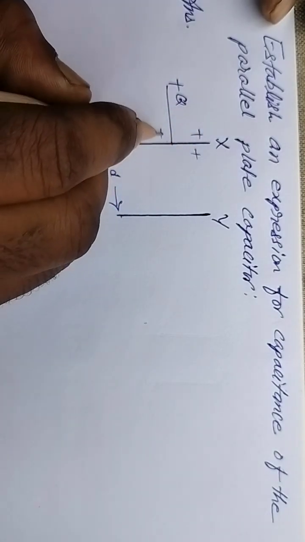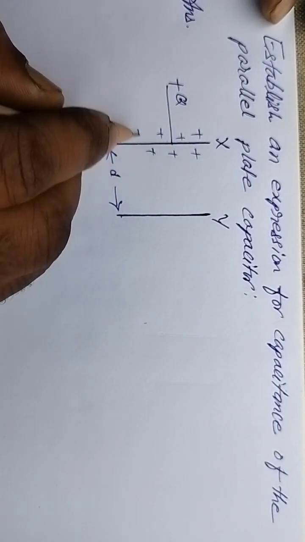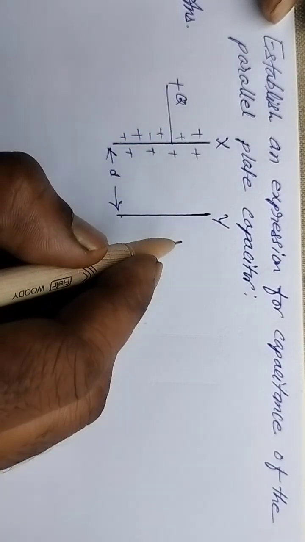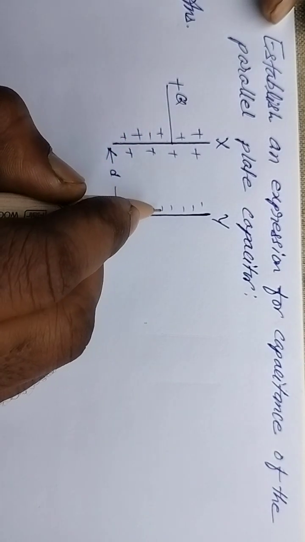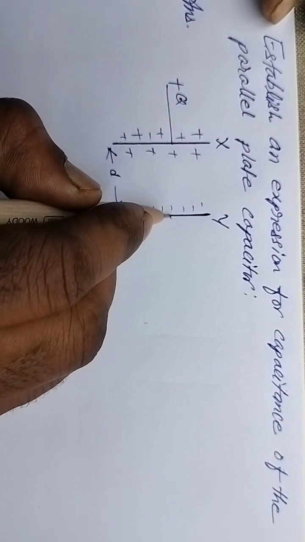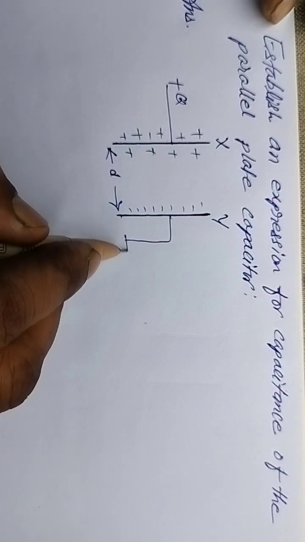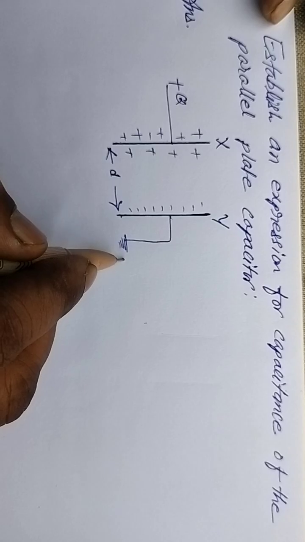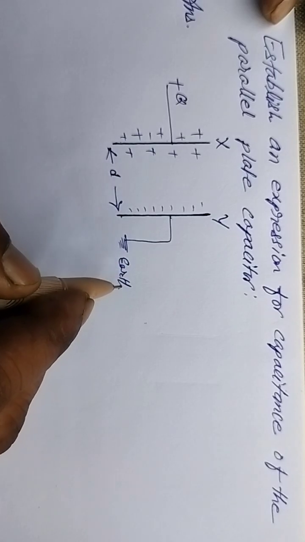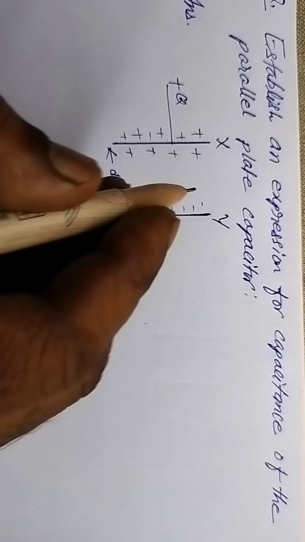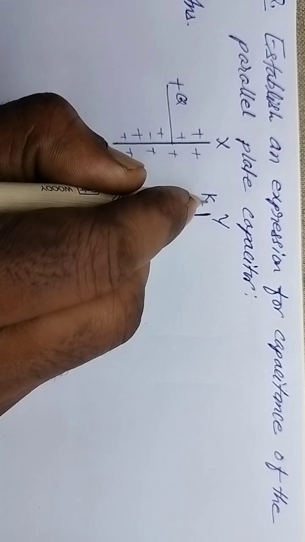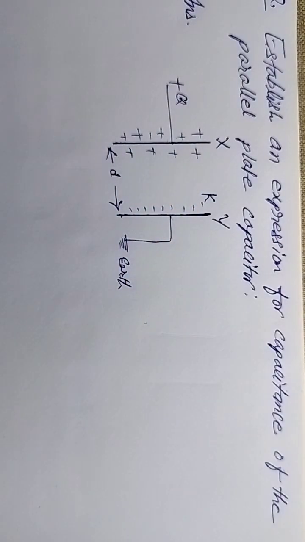plus Q, and the induced negative charge is on the inner side of plate Y, and the positive induced charge is connected to earth. The medium of dielectric constant K between these two plates is written here, K. Okay, let there be a point P.